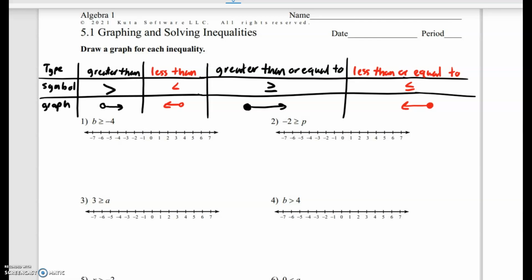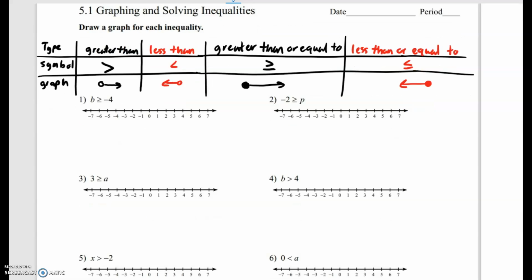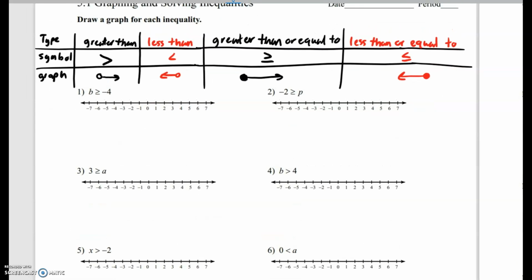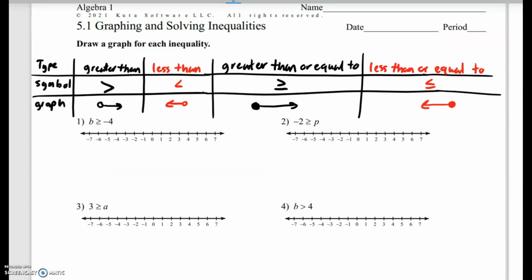In this lesson, we're going over 5.1, which is graphing and solving inequalities. First, what I'd like you to do is write down this chart that I have at the top. I should have given you some space on your worksheet so you can put it there, or if you just want to put it in your notebook, that is fine as well. But we got 4 different types of inequalities. So let's take a look at those different types.